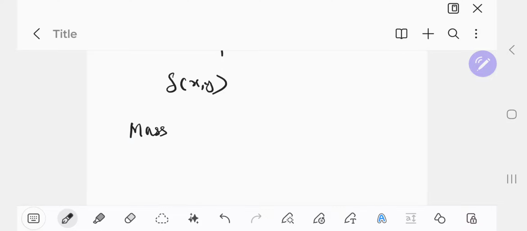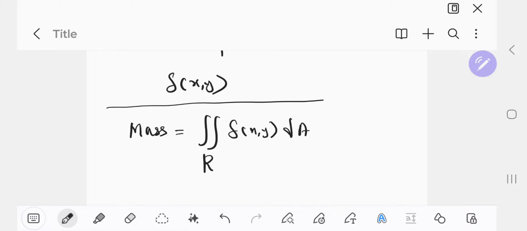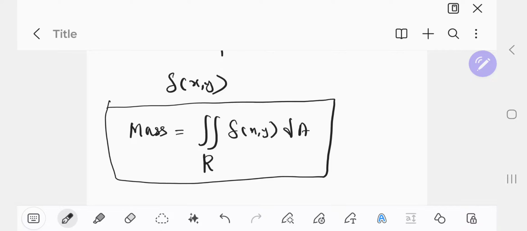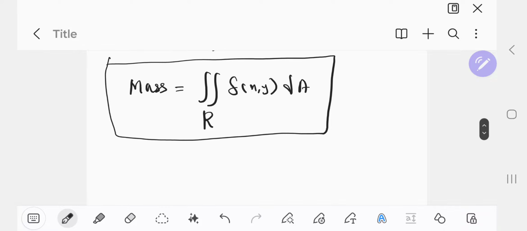To find mass of that lamina, mass is equal to double integral over R. R is the shape of that lamina. Double integral over R delta of xy dA. This is the formula to find mass of the lamina which has the shape of the region R and density delta of xy.